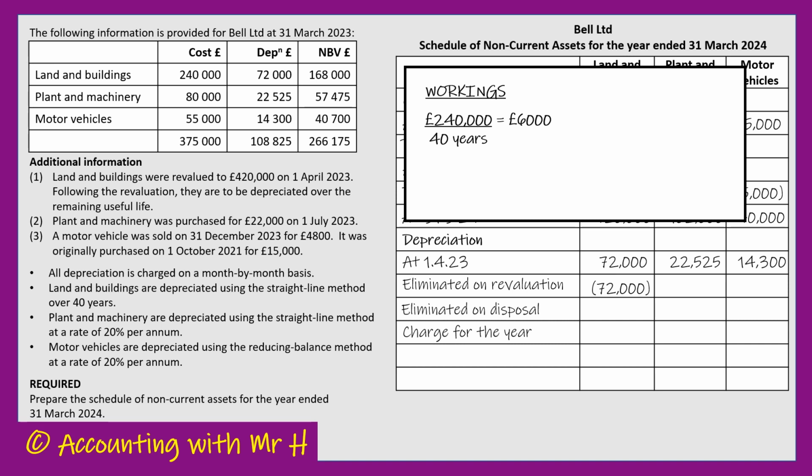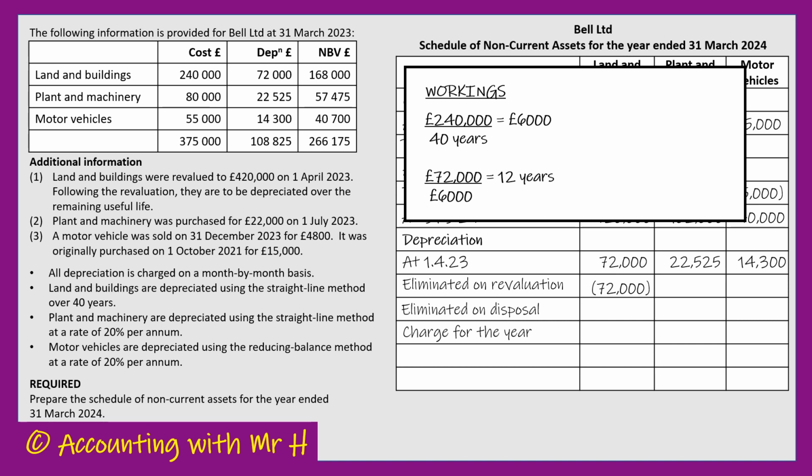So if I divide £72,000 by £6,000, that tells me they must have owned these land and buildings for 12 years. That's how many times they've depreciated them by £6,000. If I go over to point number 1, it explains land and buildings were revalued, but then it says following the revaluation, they are to be depreciated over the remaining useful life.